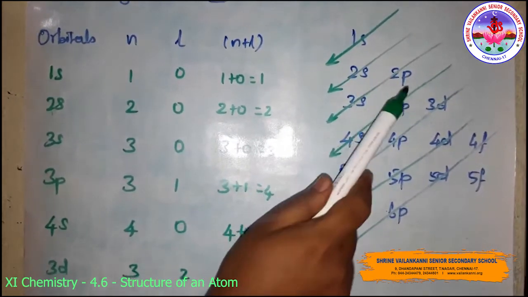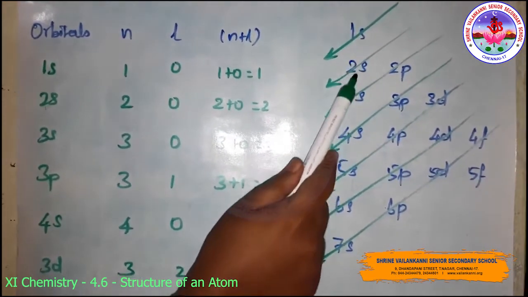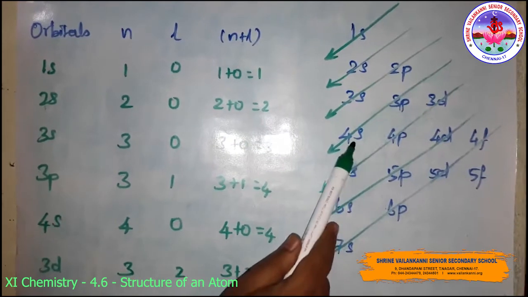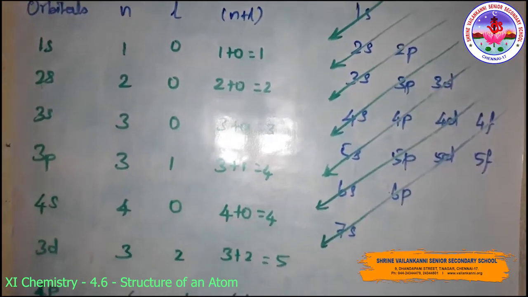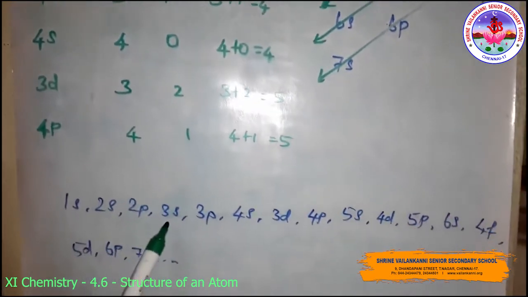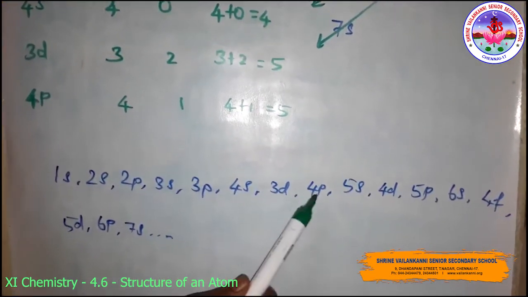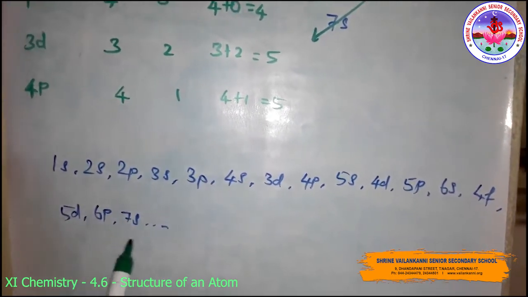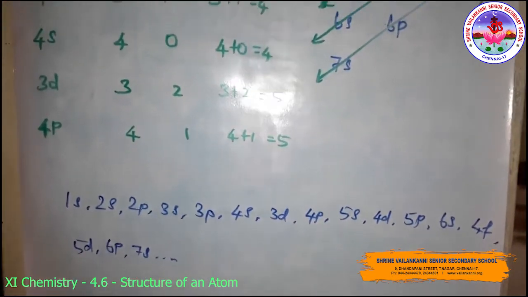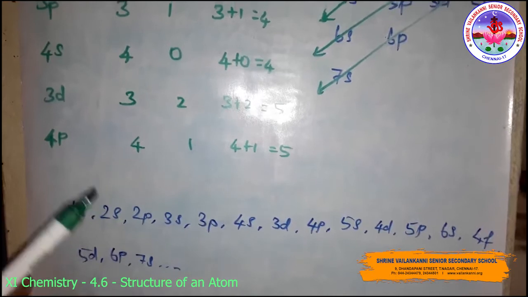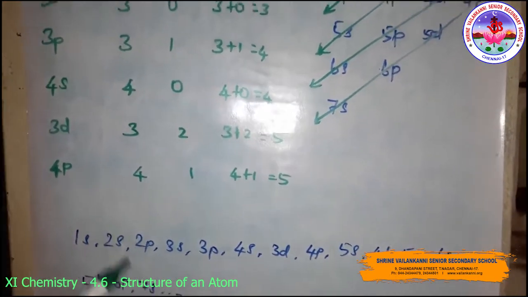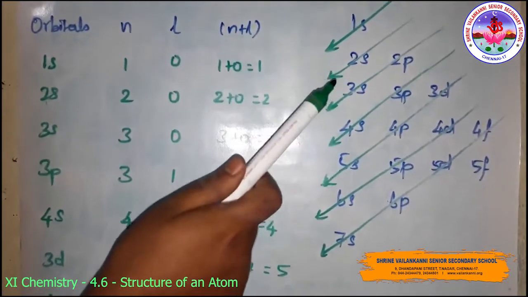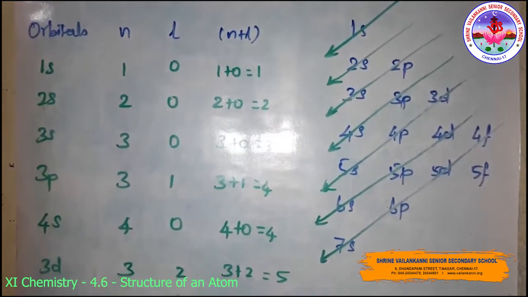This is the order of filling of orbitals. 1s first, then 2s, 2p, 3s, then 3p, 4s, then 3d. Look at this: 1s, 2s, 2p, 3s, 3p, 4s, 3d, 4p, 5s, 4d, 5p, 6s, 4f, 5d, 6p, and 7s, and so on. The order may be remembered using the method given here: the arrows give the order of filling of the orbitals, starting from the top right to the bottom left.